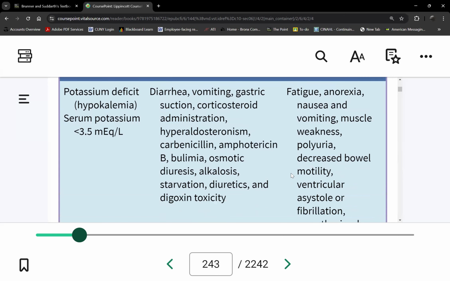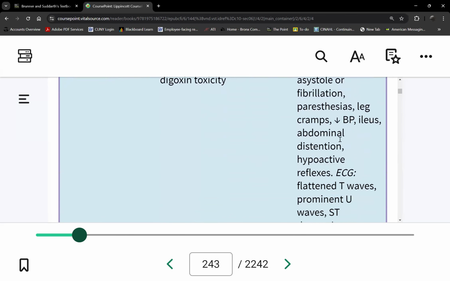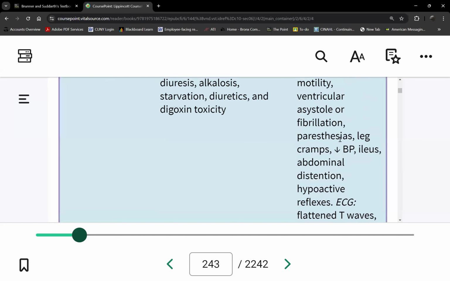What's your number one priority? Among here, look at the manifestations. What's the most life-threatening? The dysrhythmia. So therefore, which order should you carry out first? Cardiac monitoring. Because there's no way, it's impossible to correct it quickly. Replacement is very slow, over several hours to a few days. Can we correct it fast enough? No way, impossible.